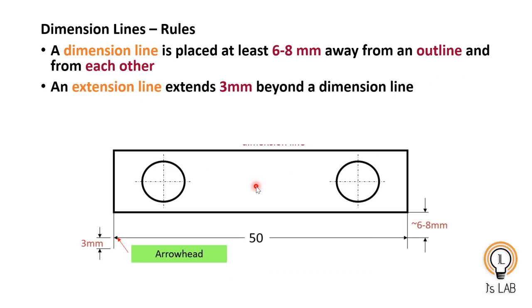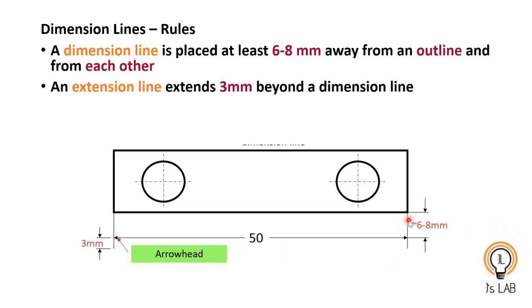About dimensioning lines. A dimension line is placed at least 6 to 8 millimeter away from an outline and from each other. Now this is our actual area, a rectangular sheet with two holes inside. Now we are going to represent a dimension. You have provided two end lines here. In between, you have provided a line and an arrowhead and an arrowhead, and you have written 50.